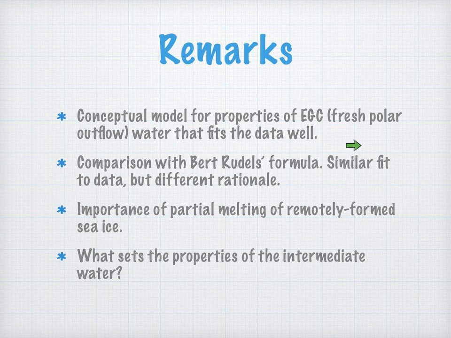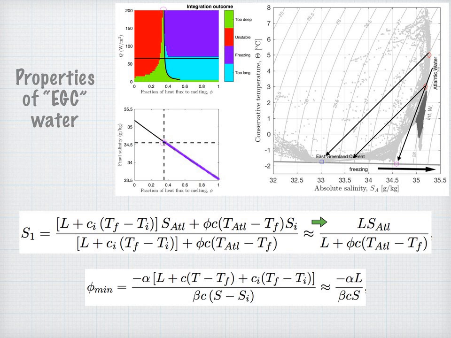Now, Bert Rudels, for whom I have massive respect, has thought about this problem for many years, and he's published many papers on essentially exactly this topic. And he computes a similar salinity and a similar fraction of heat going to melting with the same goal in mind. Now, his formula for phi min is twice what I have. So he's got minus 2 alpha L over beta C S. However, he gets the same numeric salinity.